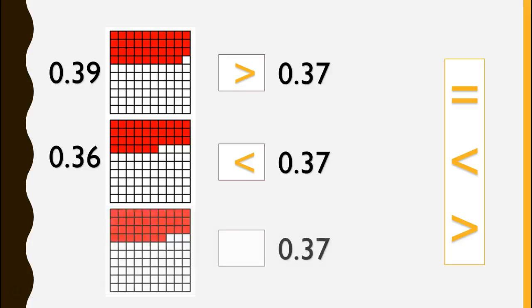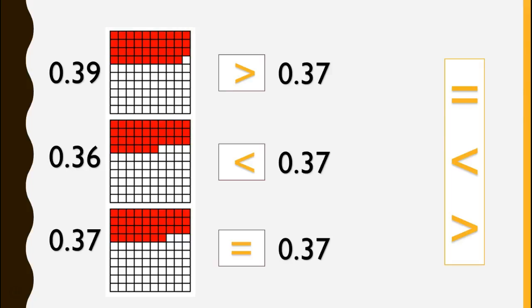Okay, and finally, let's look at this model. What is the decimal value of this model? Did you say 37 hundredths? Because you would be right. There's 37 red squares out of the 100 total, so 37 hundredths. And then when you compare these, obviously they're the same, so it would be equal.